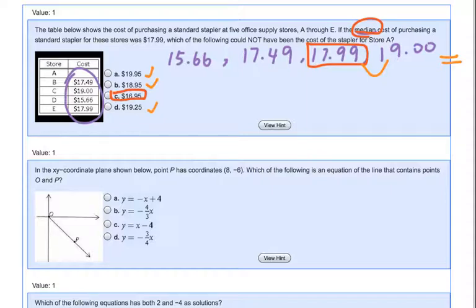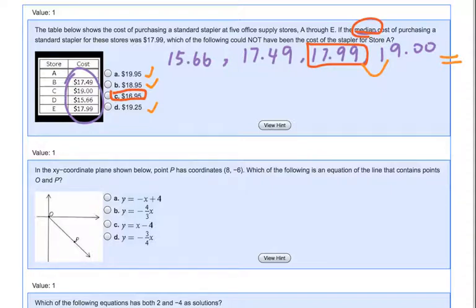For question 2, in the xy coordinate plane shown below, point P has coordinates 8 and -6. Which of the following is an equation of a line that contains the points O and P?